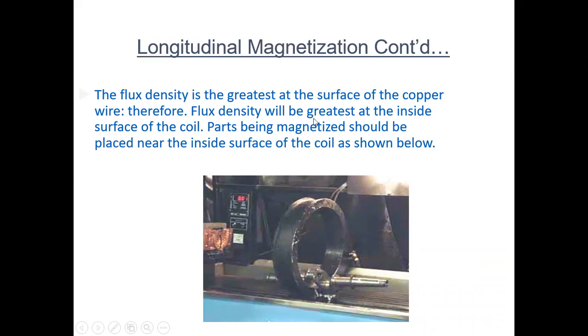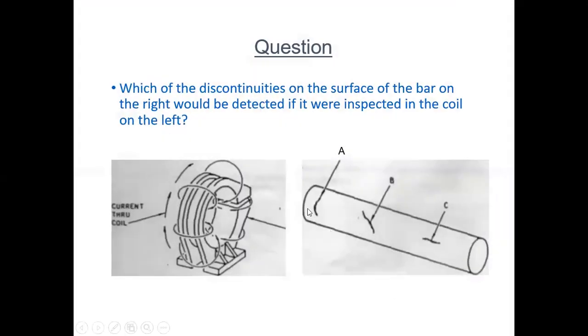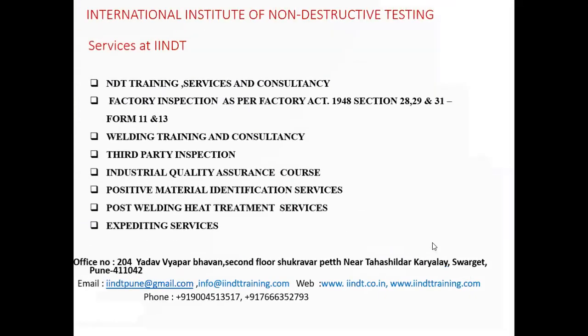The flux density is greatest at the surface of the coil. Therefore flux density will be greatest at the inner surface of the coil. Parts being magnetized should be placed near the inside surface of the coil, as shown below. Now see here, this is a circular crack, and the current is also flowing circular, and the magnetic field is longitudinal in this direction, which means we can detect this one. We can detect this one, but we can't detect this one, because our longitudinal field and the crack are in the same direction.